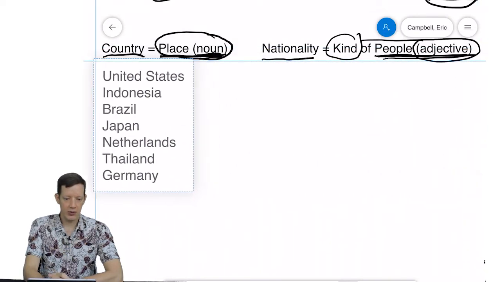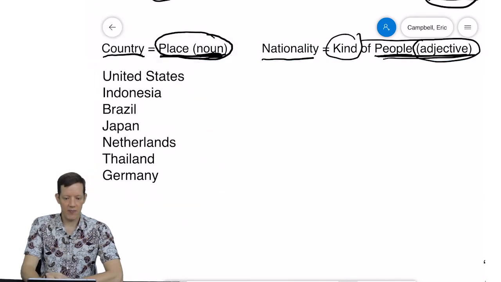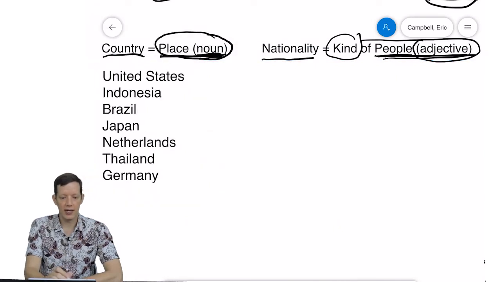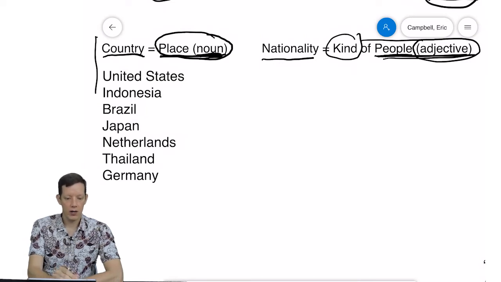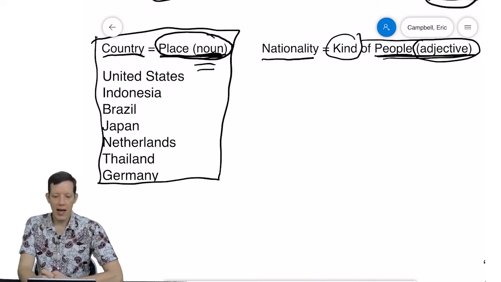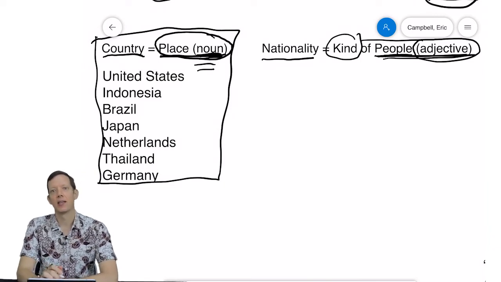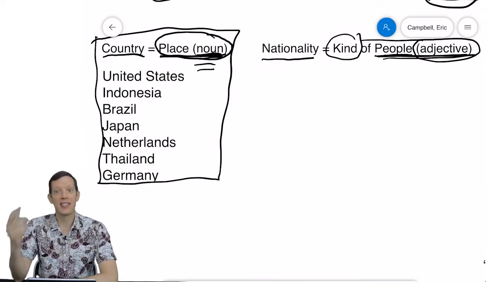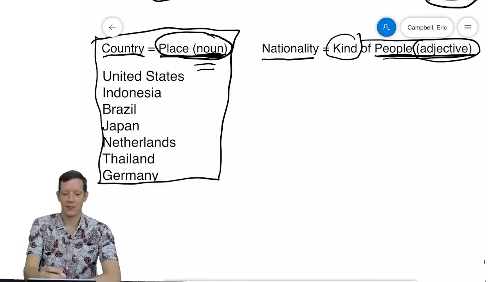Okay, these are some countries. The countries I've brought in so far: the United States, Indonesia, Brazil, Japan, the Netherlands, Thailand, and Germany. All of those are countries. Those are names of places, and so they're all nouns. But what happens when we talk about the nationalities? Well, sometimes the nationality will sound very similar to the country. Other times it doesn't. So I'm going to write down for you the nationalities.